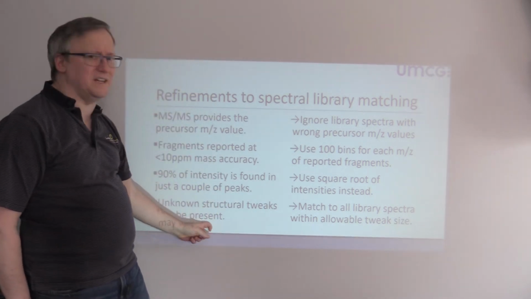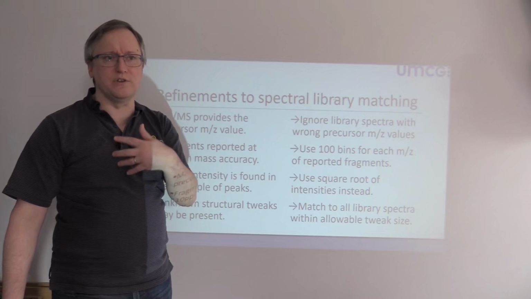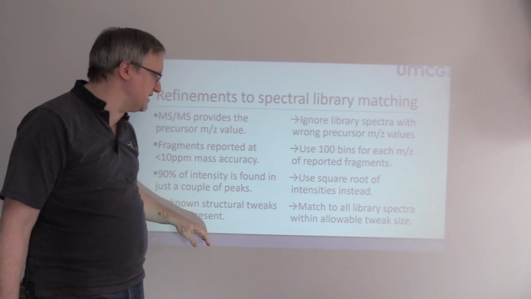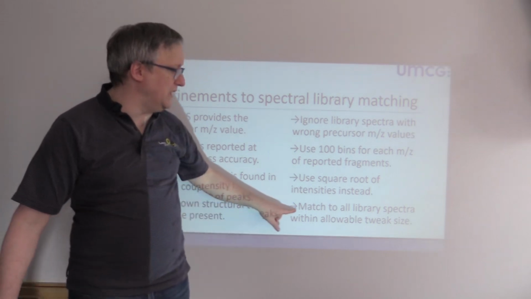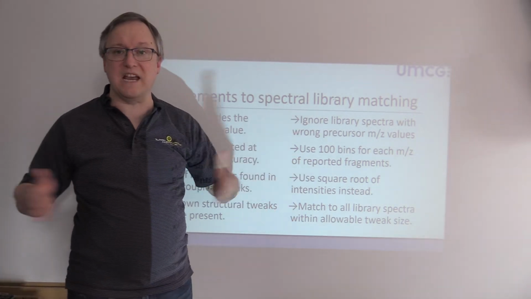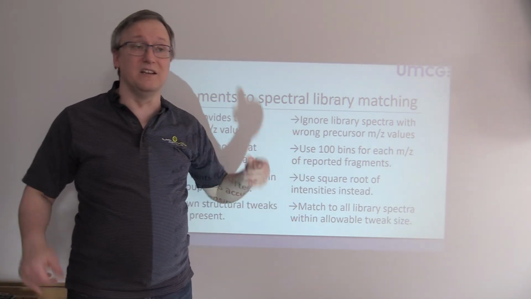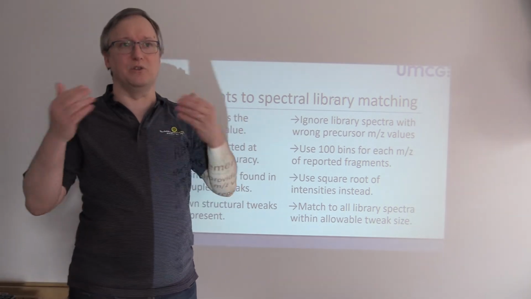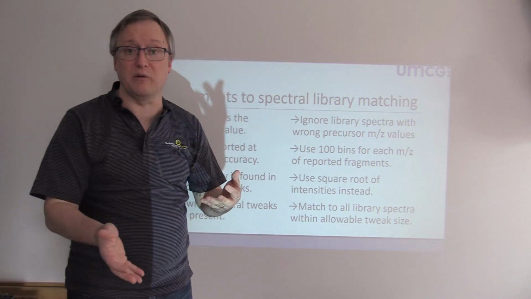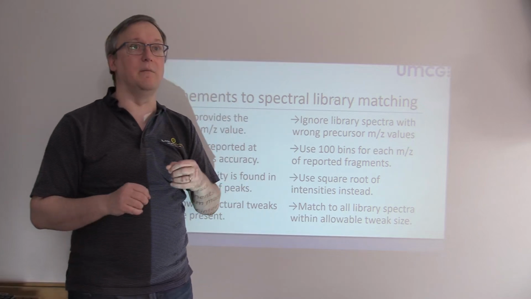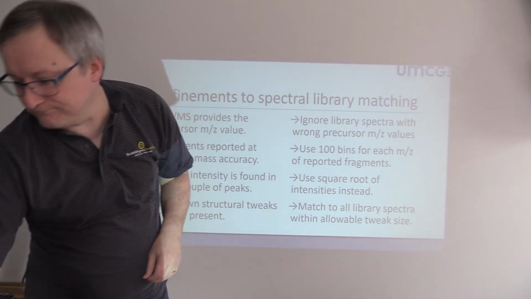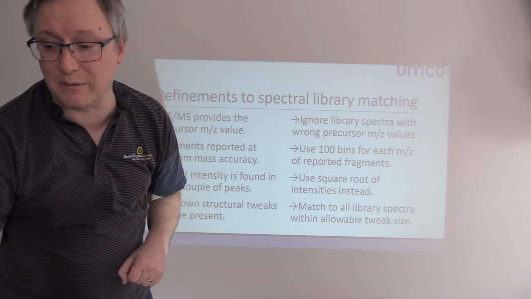Okay, what if we have some sort of unknown structural tweak, like a methylation or some other type of adduct that's taken place? In a case like that, we need to be able to match to all library spectra that fall within some maximum tweak size. So if we're allowing for a change of up to, say, 180, we're going to have to consider a far larger number of comparisons than if we have a very small mass change that we're looking for. That was the hybrid search that we were talking about just a moment ago.